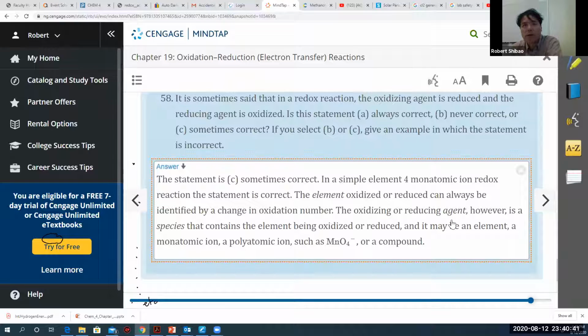Okay, what are they saying here? Sometimes correct. In a simple monatomic ion redox, the statement is correct. The element oxidized or reduced can always be identified by the change. The oxidizing agent or reducing agent, however, is a species that contains the element being oxidized or reduced, and it may be an element, monatomic or polyatomic. I don't understand this answer here. I don't agree with this answer.